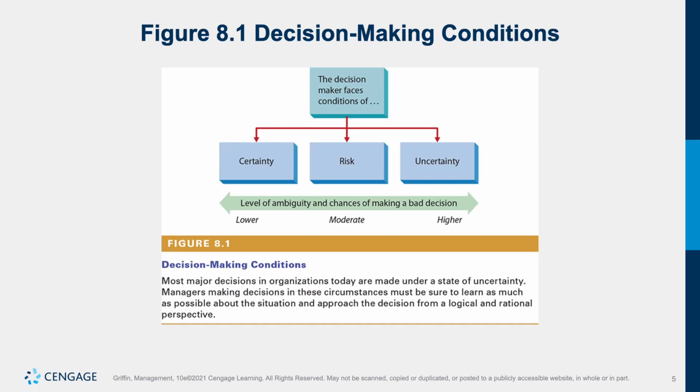The diagram on this slide basically illustrates the conditions under which organizational decisions are made. So you find out that organizational decisions are made under a condition of certainty, under a risk condition, or under an uncertainty condition. The basis of these conditions is the level of ambiguity, the level of non-clarity in the situation or conditions for which a decision has to be made, right?